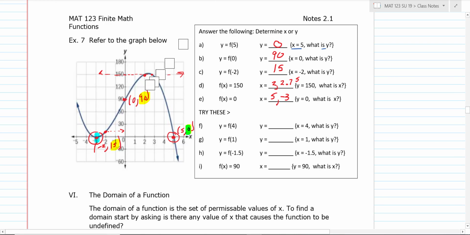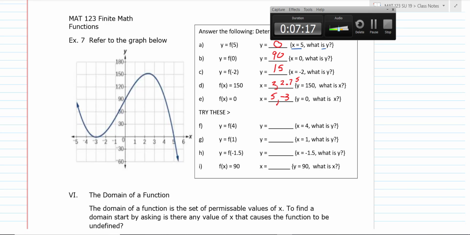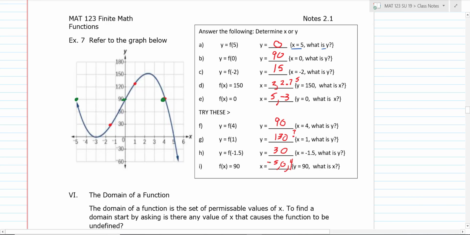Okay, now I'm going to erase what I did here. Then I want you to go ahead and pause my video and fill out F, G, H, and I. Okay, so see what you got. Now, there's a couple of these you have to estimate on. So this one's pretty clear. This means if x is 4, go over 4, then the graph has a y value, or a function value, of 90. So I think that one's pretty clear. That's how you look at that.